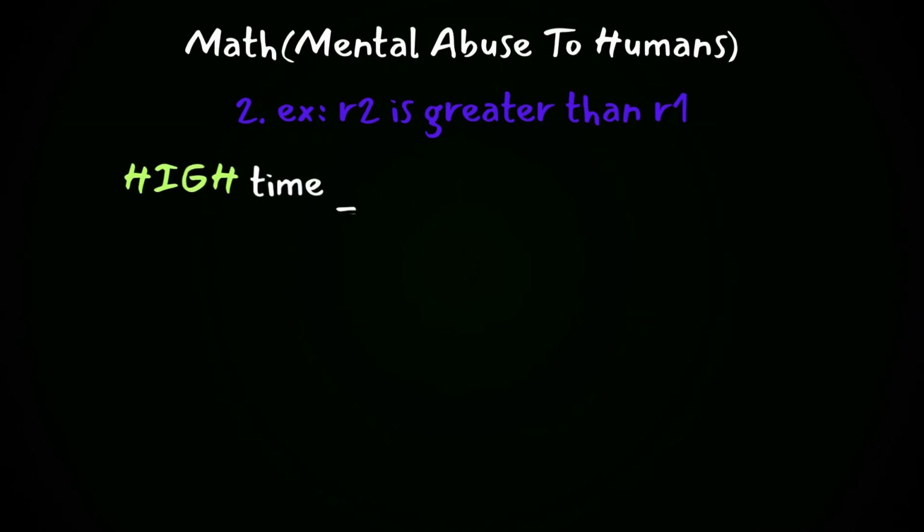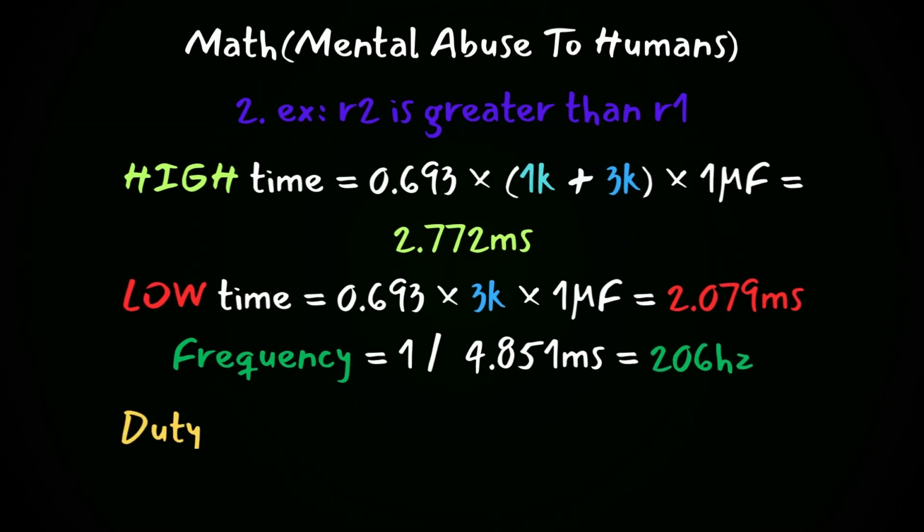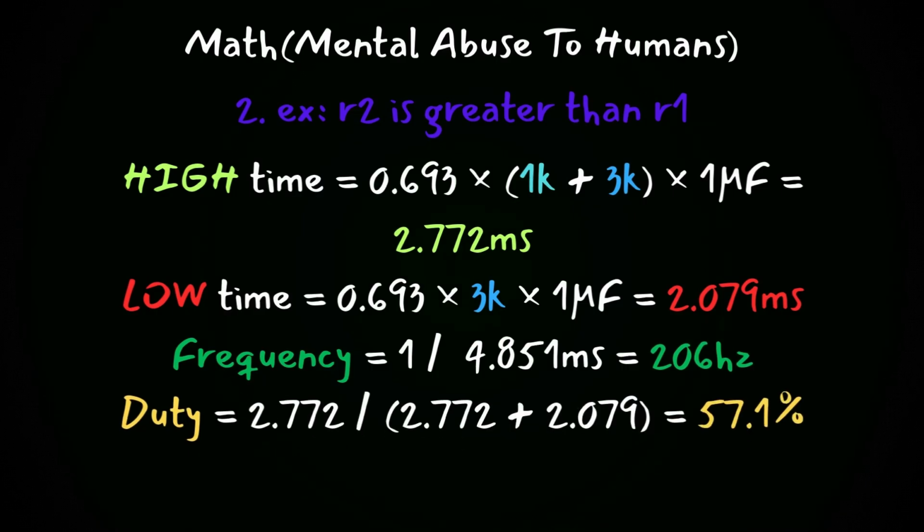66.7%. In the second example, R2 will be greater than R1, so let's increase R2 to 3K. High time now will equal 2.772 milliseconds and low time will equal 2.079 milliseconds. This gives you a frequency of 206 Hertz and a duty cycle of 57.1%.